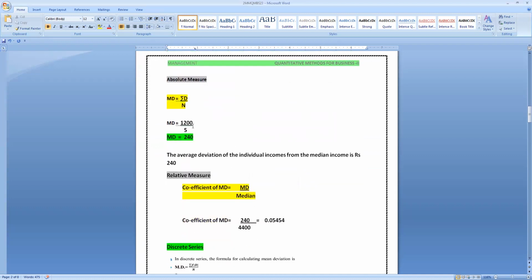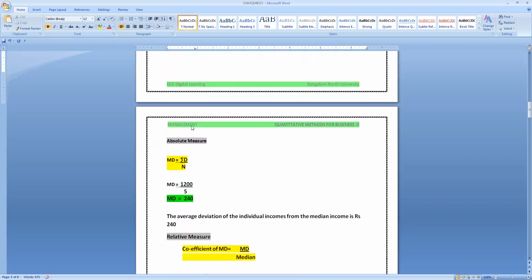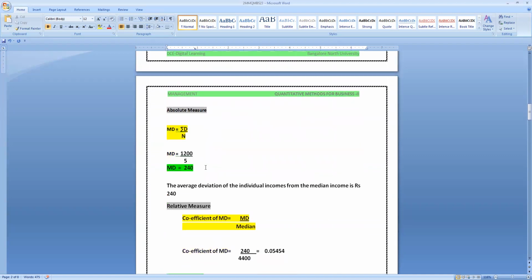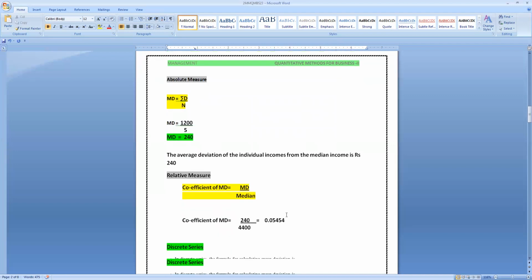In case of absolute measure, mean deviation is nothing but sigma d by n. Therefore, mean deviation: the value we got in the table, that is 1,200, has to be substituted here. Sigma d, that is 1200, divided by number of items, 5. Therefore, mean deviation is 240. Therefore, the average deviation of the individual incomes from the median income is rupees 240.